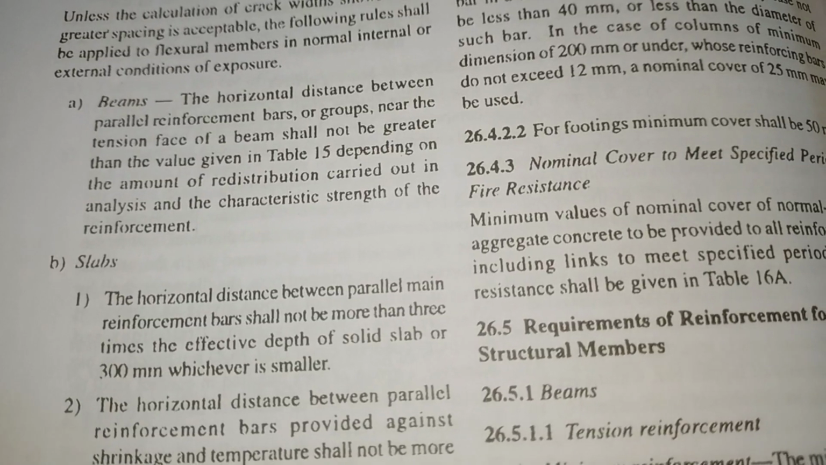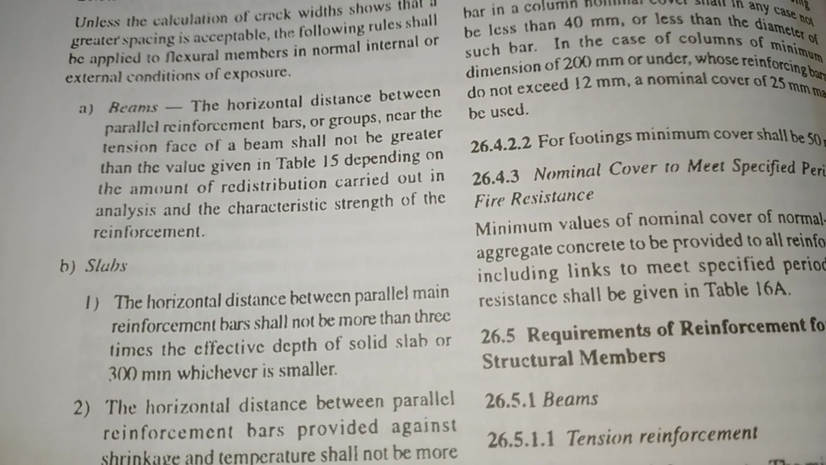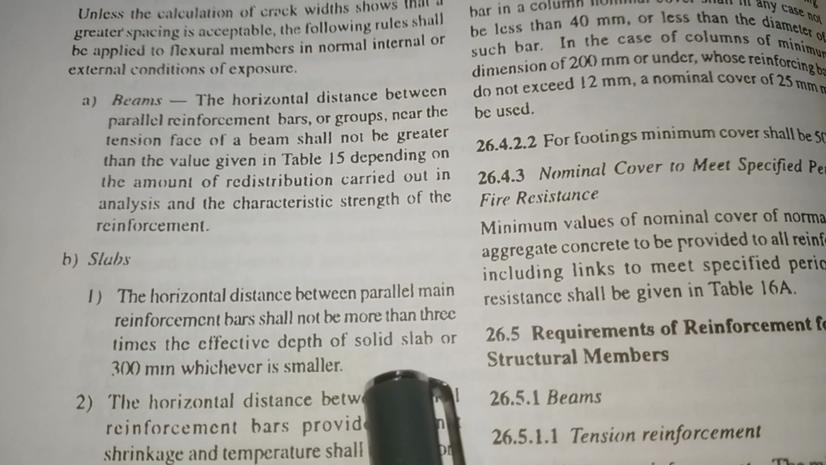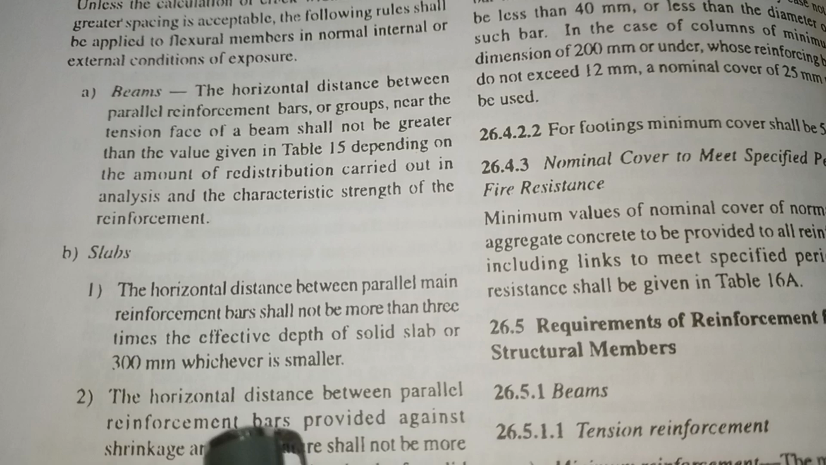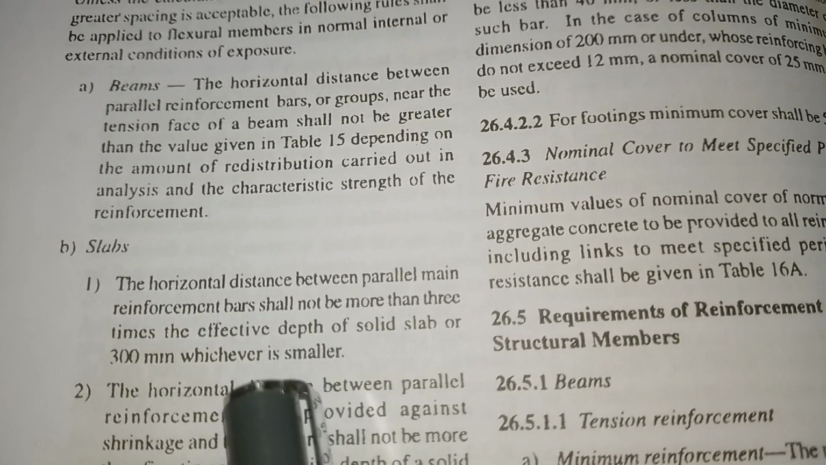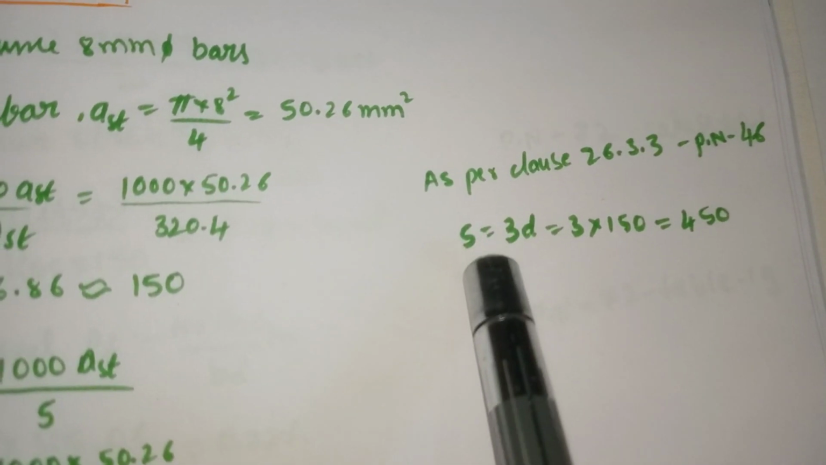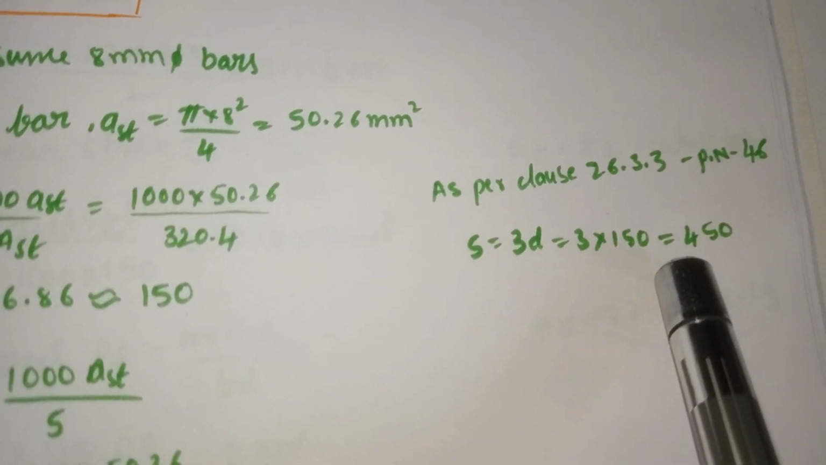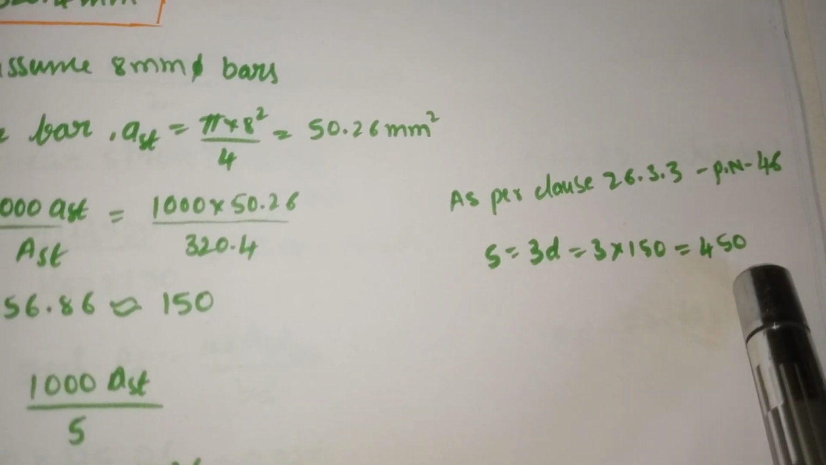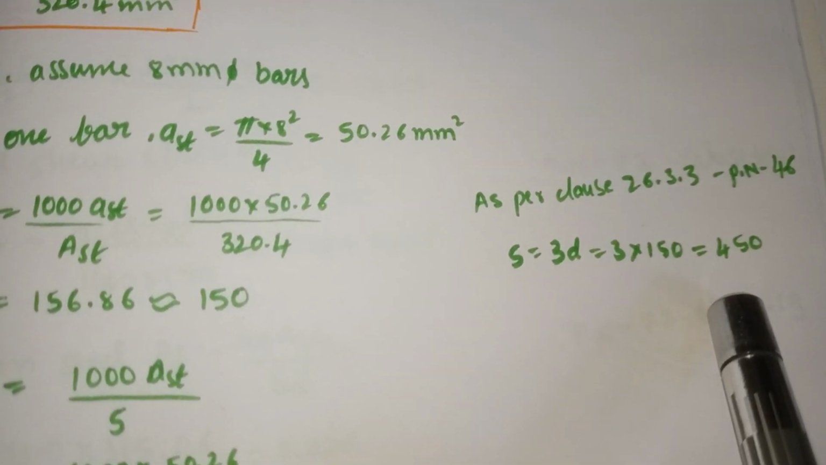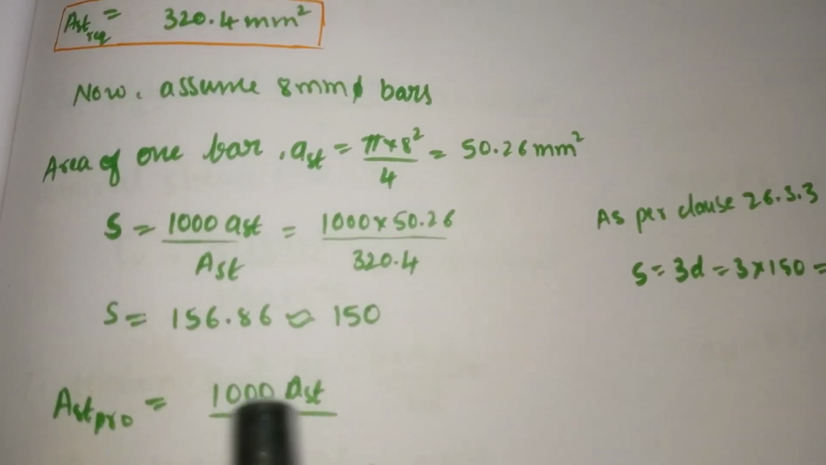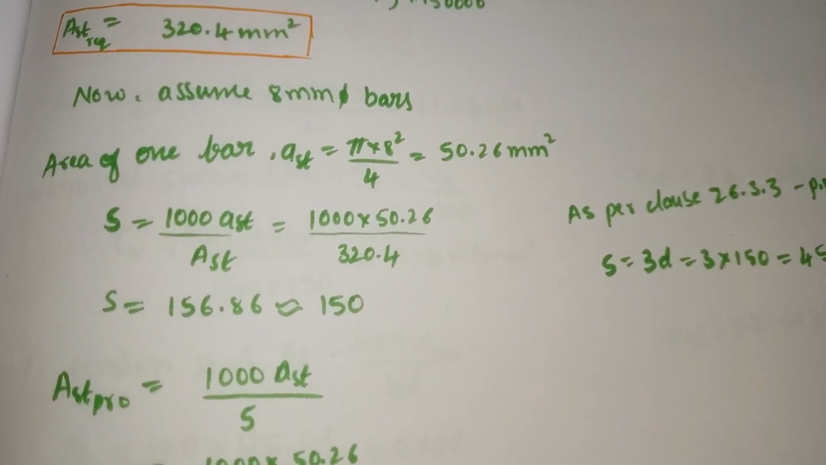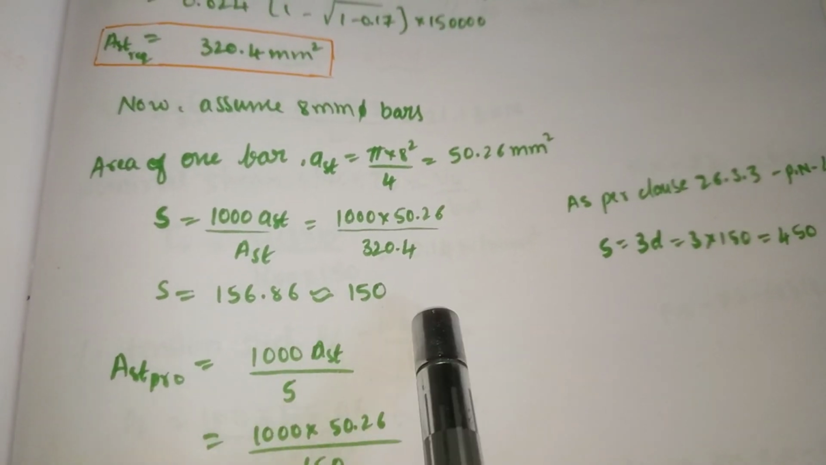What they have mentioned here is that for main bars our spacing should not be greater than 3 times the effective depth, that is 3D, or 300 mm. We have to take the least value, whichever is smaller. So S is equal to 3 into D. 3 into D is 150. After simplifying we got the S value as 450. So our spacing value should not be greater than 3D. We got our spacing value as 150, so it is less than 450. So the spacing value is correct.